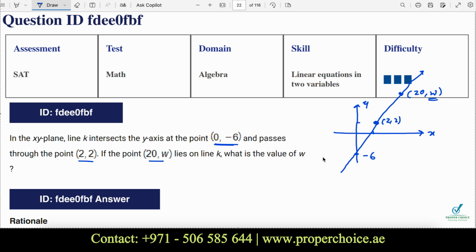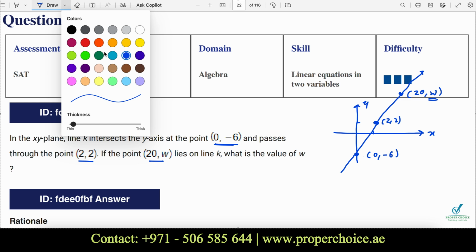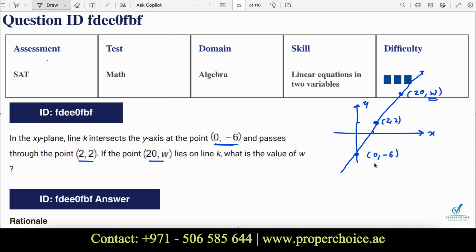First you can find out the slope of the line by using the coordinate points. As you see, y is -6, x is 0, so it's going to be (0, -6). By knowing the slope, you can find out the unknown value. While finding the slope, let me use these two coordinate points because I already know them. I can take this one as x1, y1 and this one as x2, y2. So we know slope is y2 minus y1 divided by x2 minus x1.